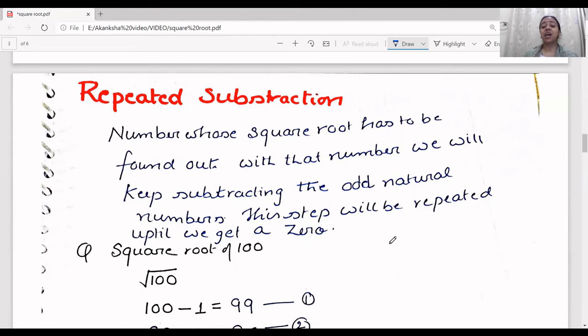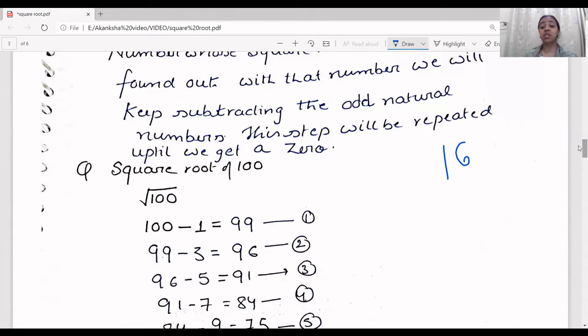For example, if I was supposed to find the square root of 16, let me take a small number and then move to bigger examples. I will be subtracting the odd natural numbers from 16 to make it 0. The first odd natural number is 1. 16 minus 1 is going to give me 15, right?